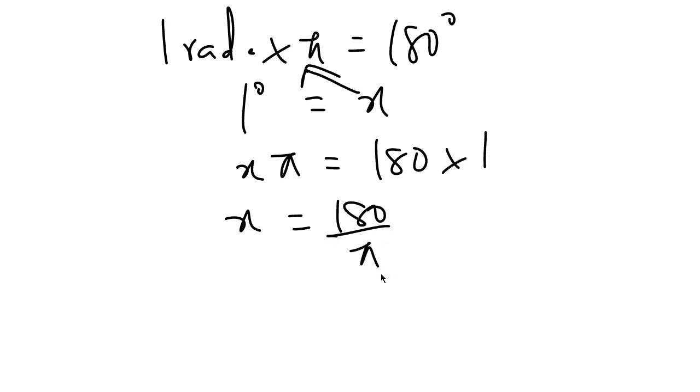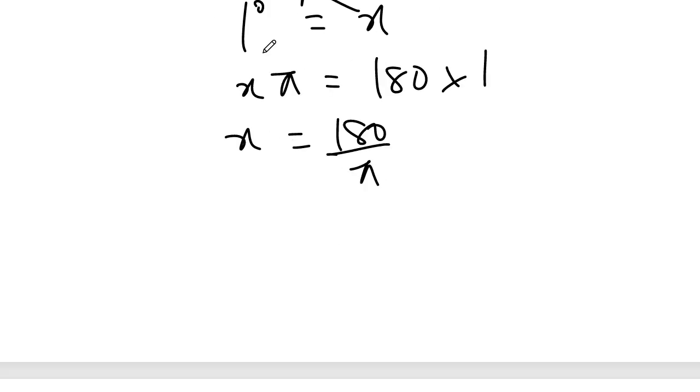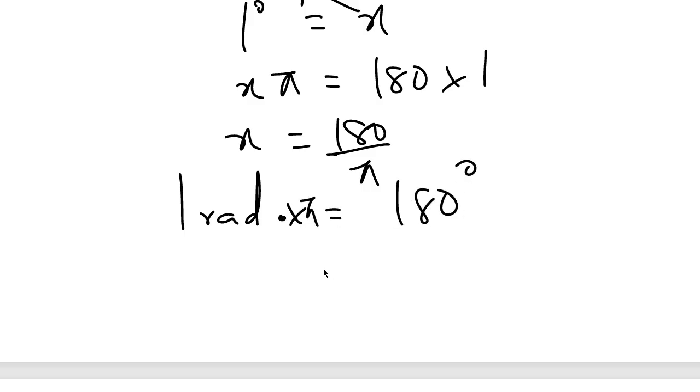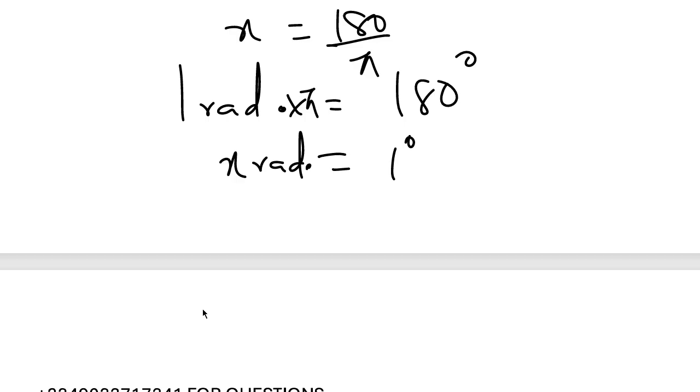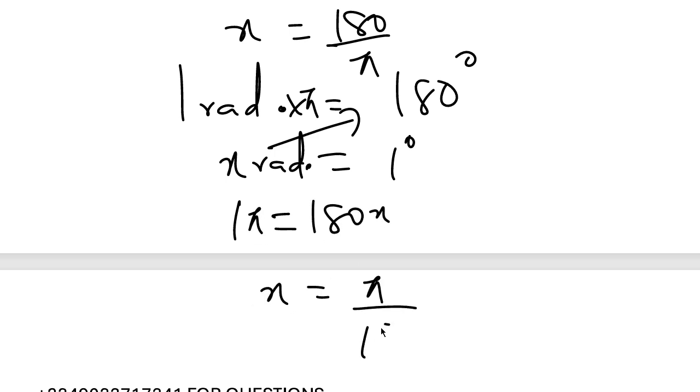So since 1 radian, sorry, I misaligned this. Since pi radians is equal to 180 degrees, then we'll have that x radians, because we are converting from degrees to radians, right, will be equal to 1 degree. Because we now want to know how many radians can give us 1 degree. So this crosses, and that's 1 times pi is equal to 180x, and that tells us that x is equal to pi over 180.